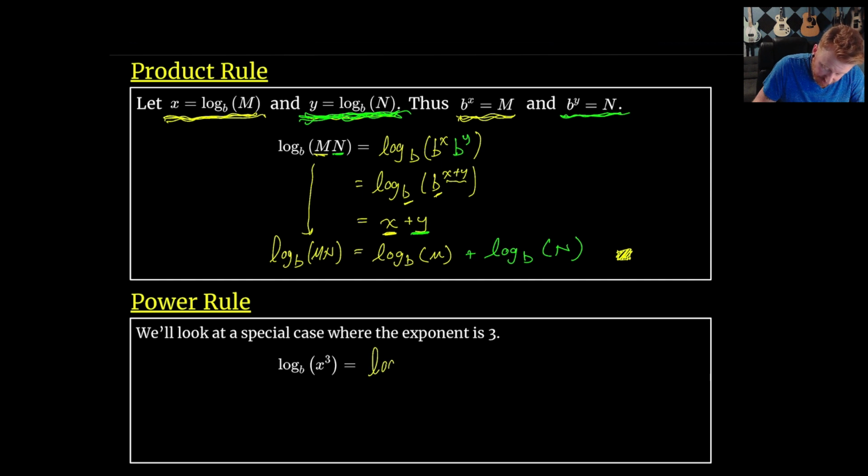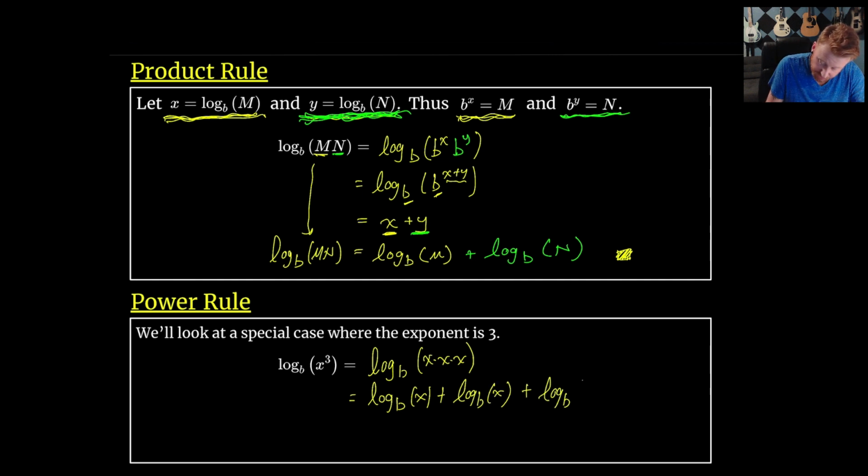What we can do here is rewrite this as log base b, and instead of x cubed, we can write this as x times x times x, since that is what x cubed is. Now in this next step, I can use what we just saw in the previous rule, the product rule. I can write this as log base b of x plus log base b of x plus log base b of x. I can split that previous argument. I can turn all of those multiplications into addition. So now I'm adding these 3 terms together.